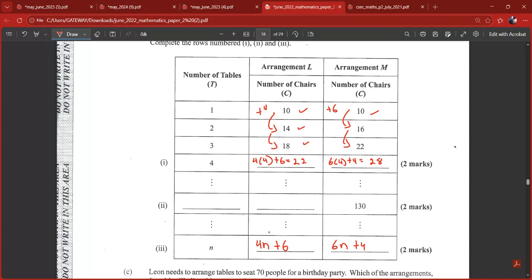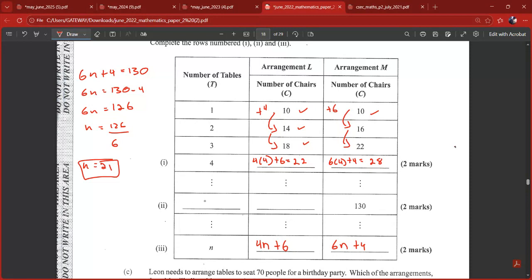Part 3, well, I have the number of chairs for arrangement M is 130, and the formula for that is 6n plus 4. So that should be equal to 130. So 6n will therefore be 130 minus 4. So 6n will therefore be equal to 126. N will therefore be equal to 126 divided by 6. N will therefore be equal to 21.